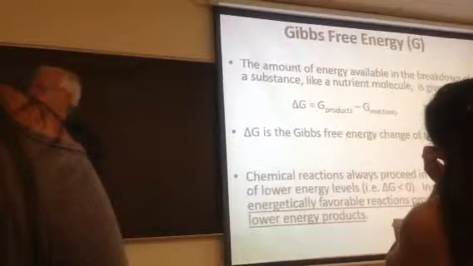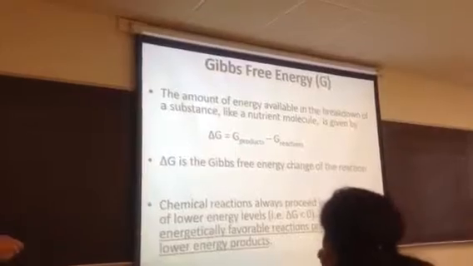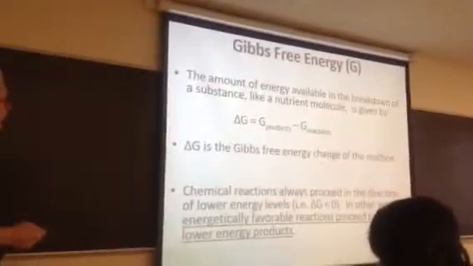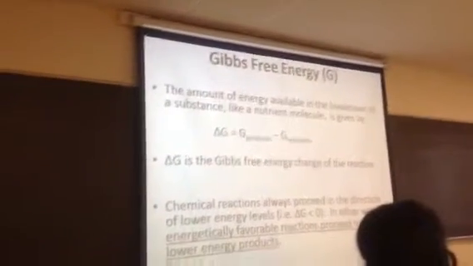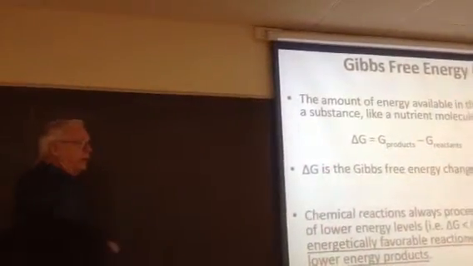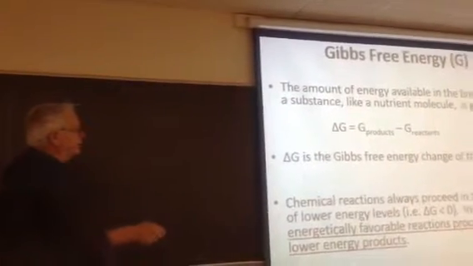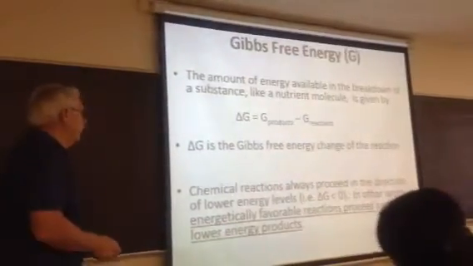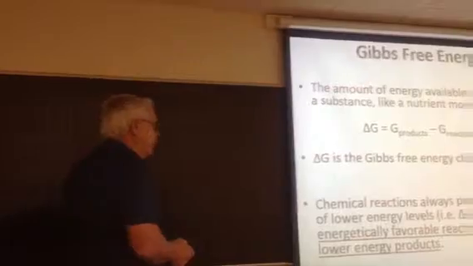Okay, so if we're looking at a nutrient molecule like a glucose molecule breaking down to CO2, we could set up a reaction and measure the delta G. This is formally how you do it. You take the energy level of the products, you subtract the energy level of the reactants, and in this order of doing this, subtracting that, negative numbers give you favorable reactions. So we're always looking for a delta G less than zero.